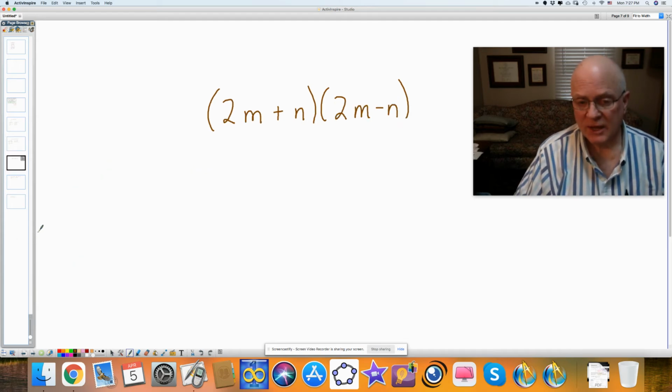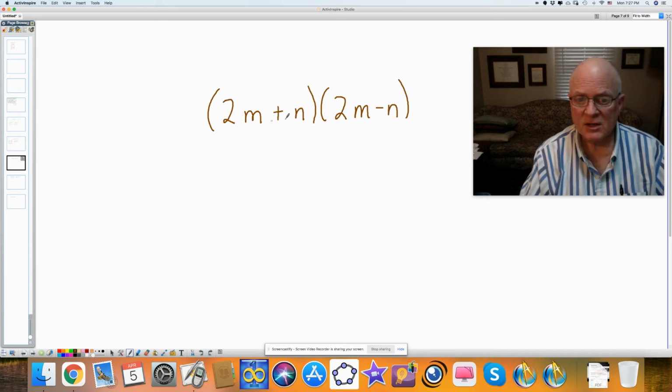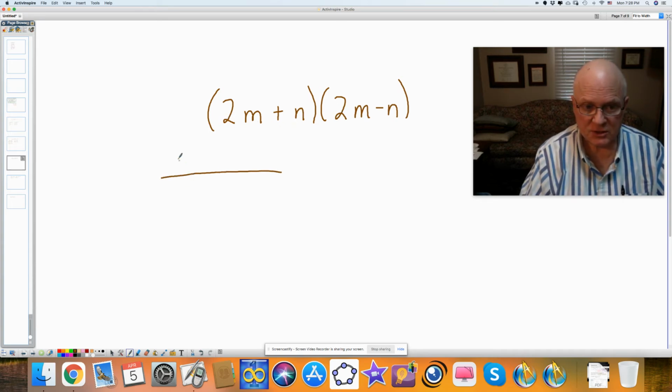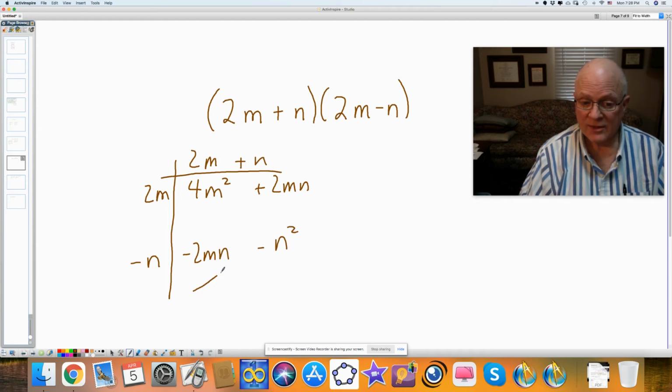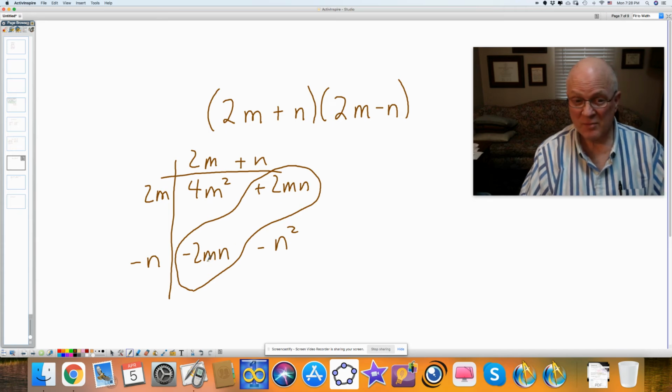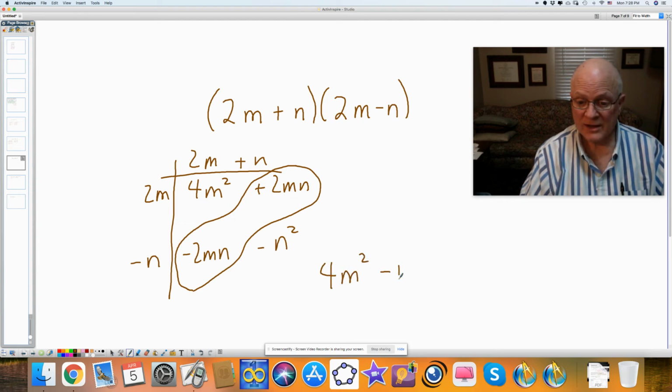But if this is a general case, I've got a 2 here, but I've got these variables, and we can still do this with variables. 2m plus n times 2m minus n. Here we have 2 times 2 is 4. M times m is m squared. Then I have plus 2mn. Here we have a minus 2mn and a minus n squared. Again, these two are like terms, and they're additive opposites, so they go to 0. 2mn minus 2mn is 0. So I'm left with 4m squared minus n squared.